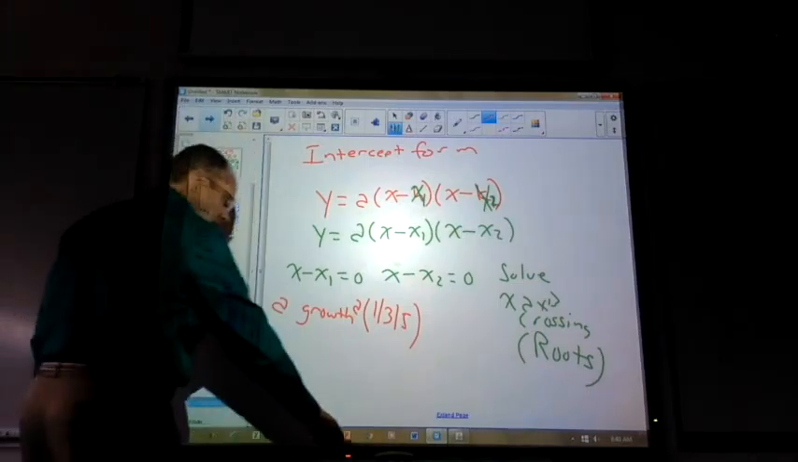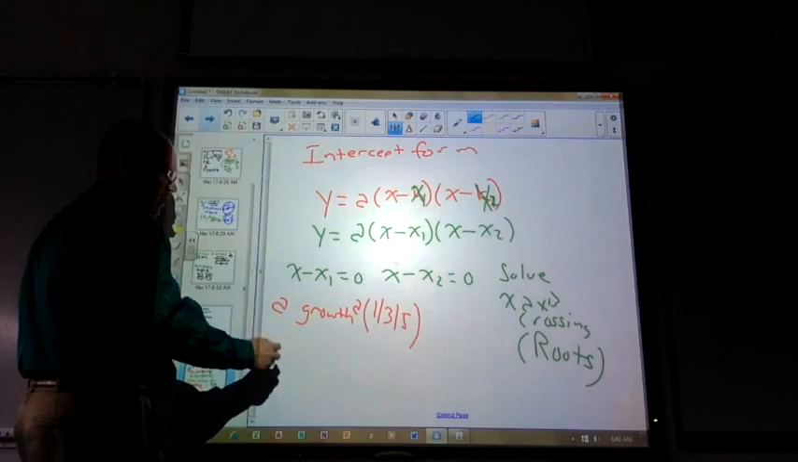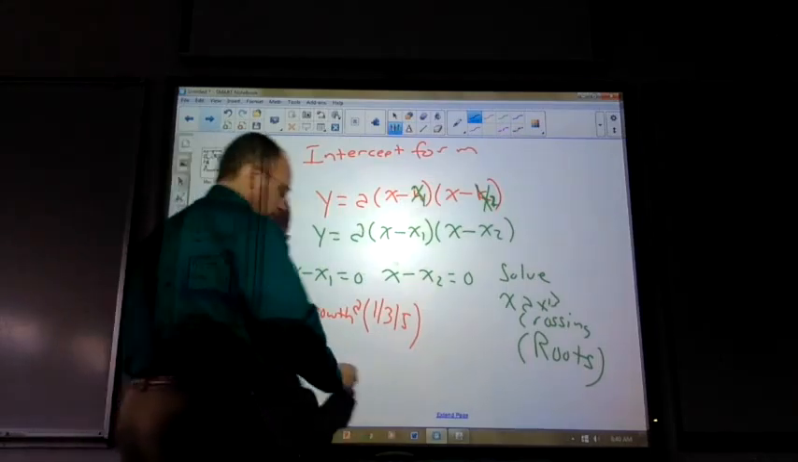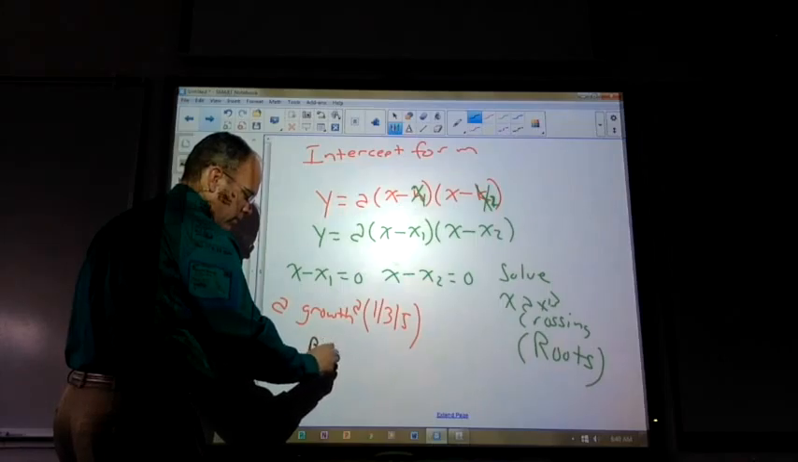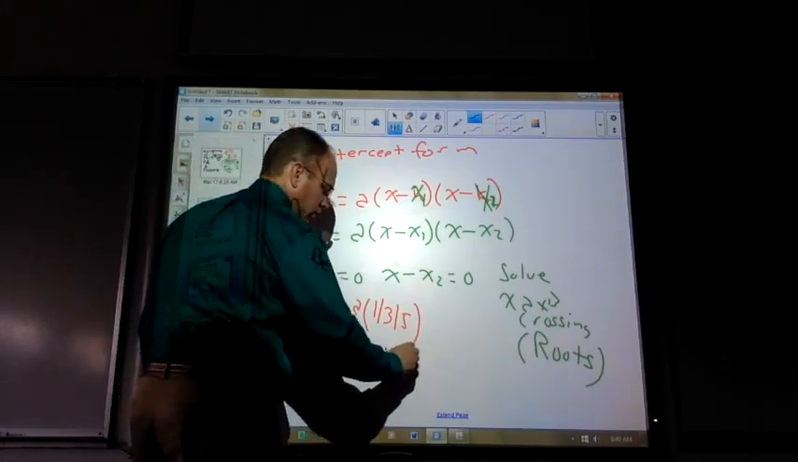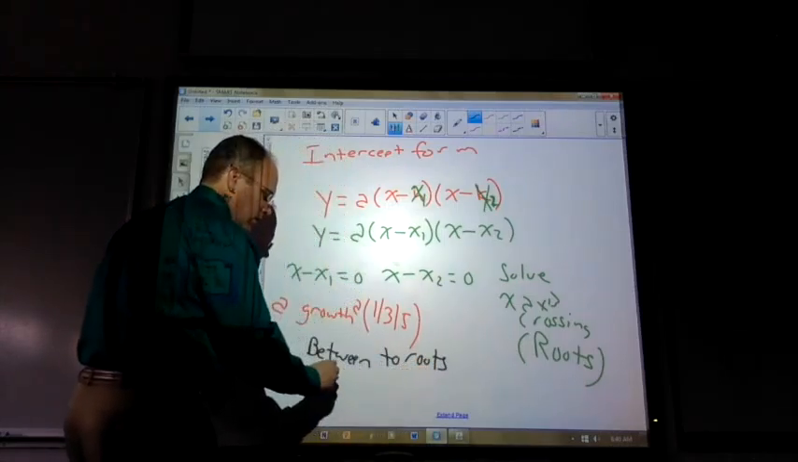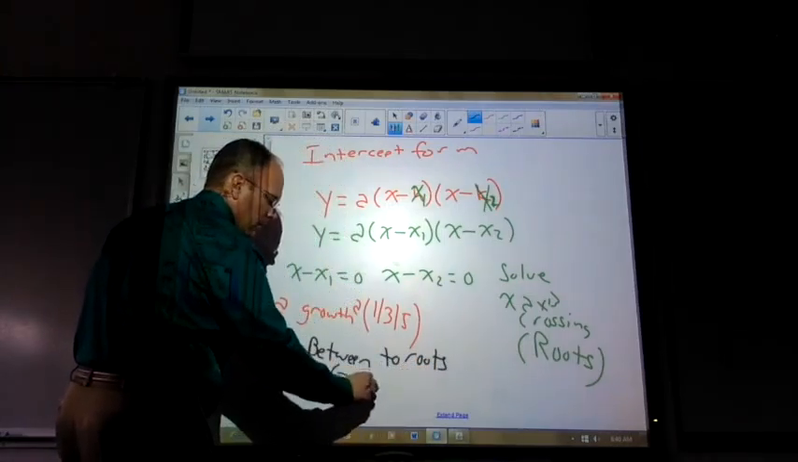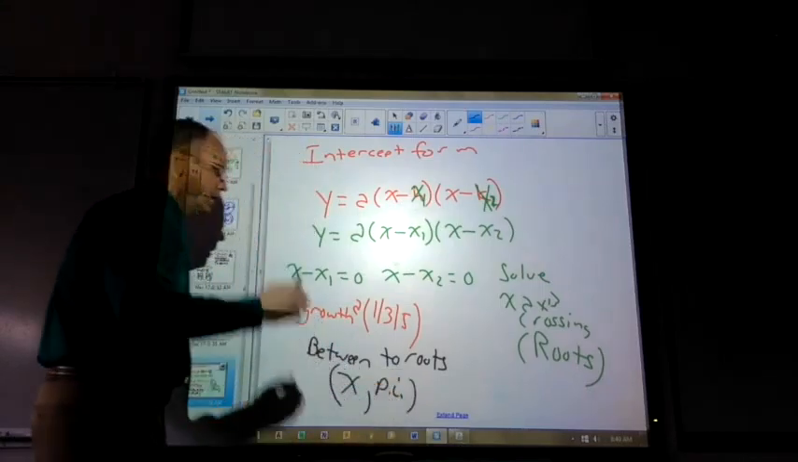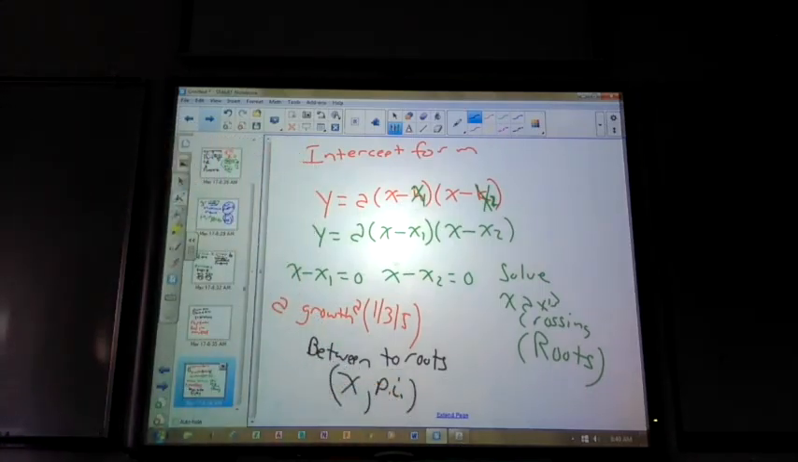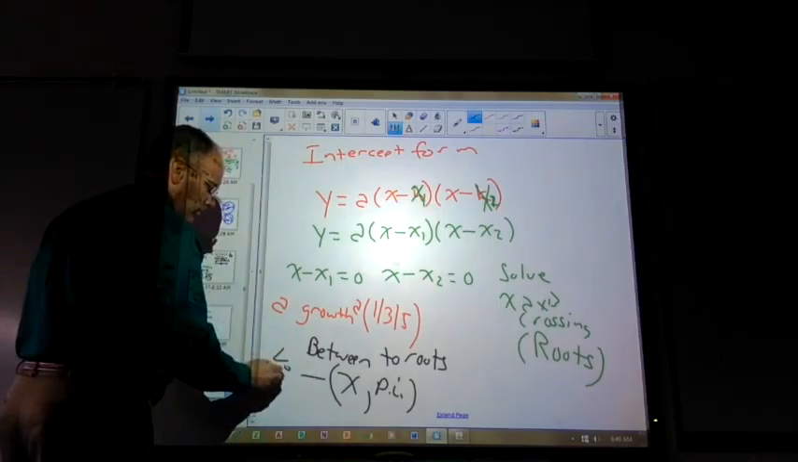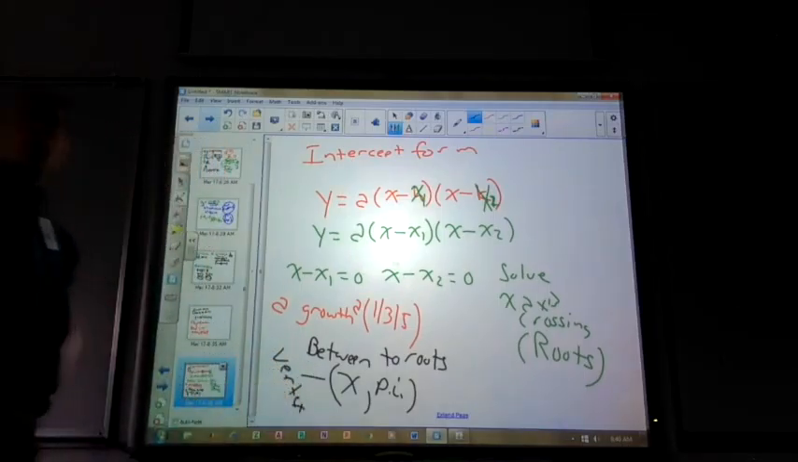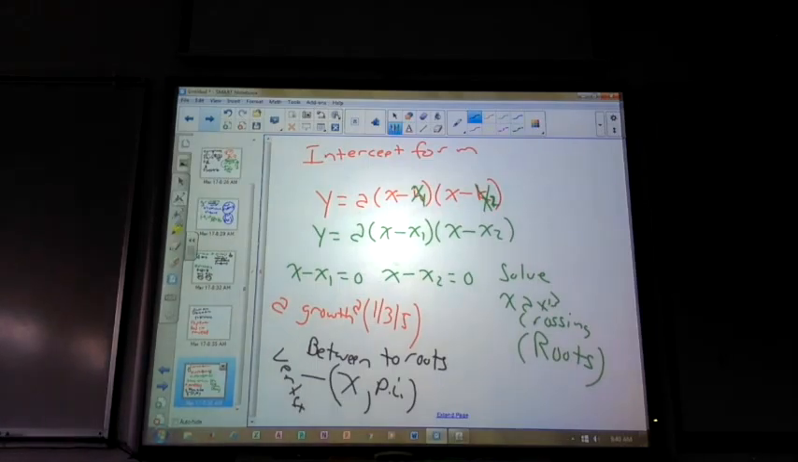But then the last part of this is, once you have your 2 roots, what is between your 2 roots is the x component of your vertex. And then you'd have to plug this back in. Between your roots is the x component of your vertex. Okay? Well, what's halfway between 1 and 2? 1.5. So a vertex doesn't have to be at a nice whole number. We leave it as a whole number so you don't get hung up on a decimal or fraction.